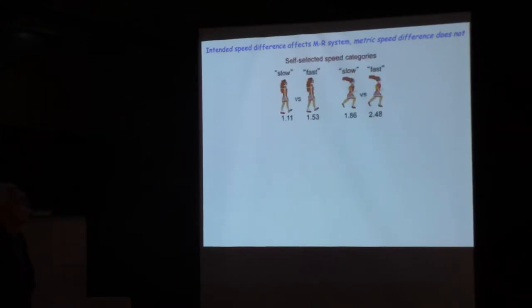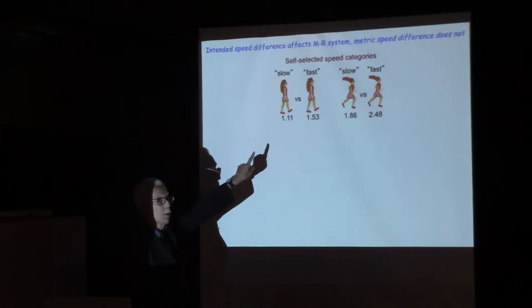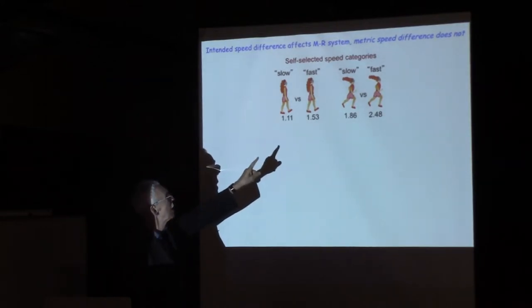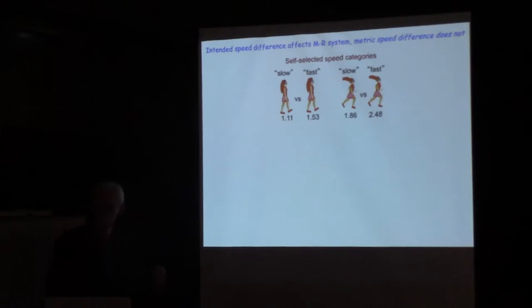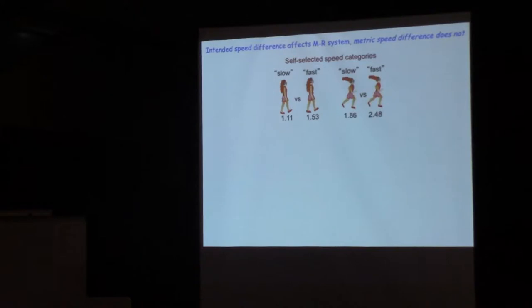Let's look at how intended speed differences affect the MR system. Metric speed difference does not. So here we go. We have participants who are going to walk at around 1.11 meters per second, I guess. We have no units. And 1.53 as faster. So some people are walking like this, and some are walking like this. And on the other side, some people are running slow, and some people are running fast, but these are different speeds.